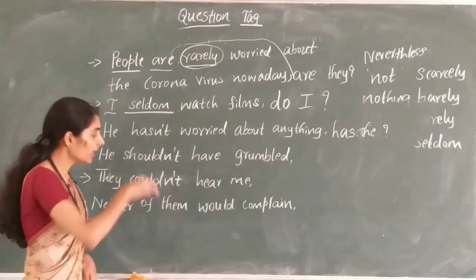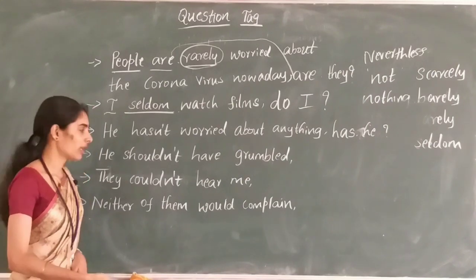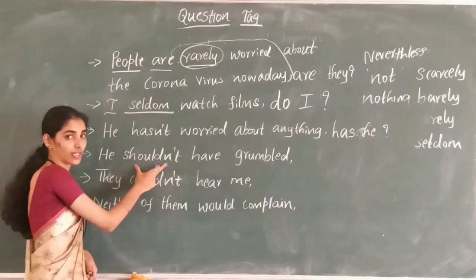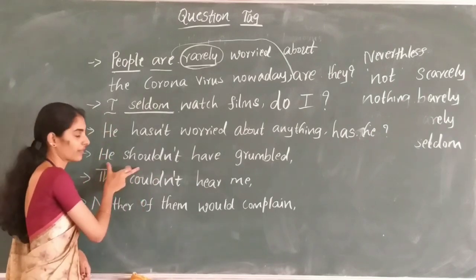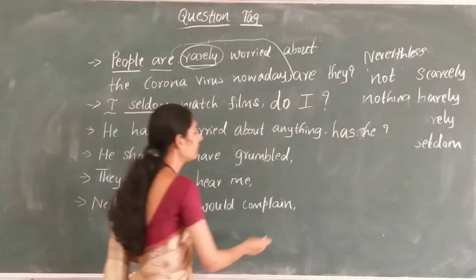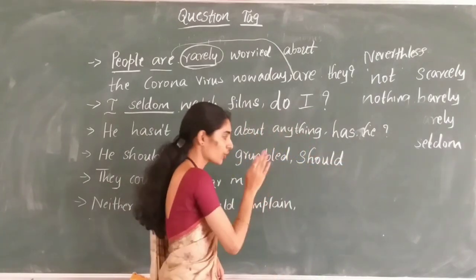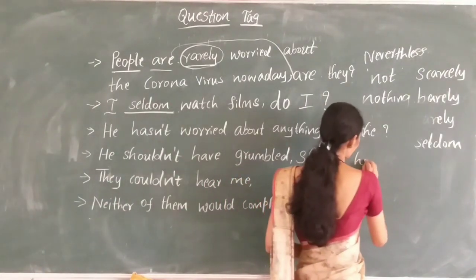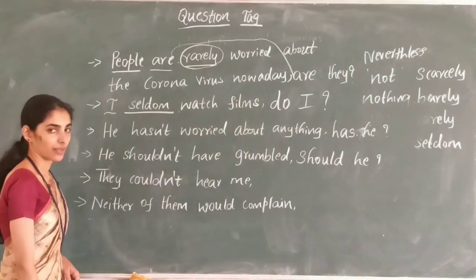Now look at the next one. He shouldn't have grumbled. What do you mean by grumbled? Complaining. Right. So he shouldn't have grumbled. Again, shouldn't, should plus not together. This is a negative statement, so the tag must be positive. So it becomes should. The pronoun here is he, so should he. Should he.